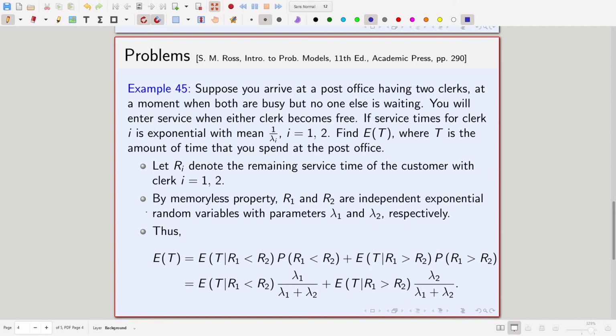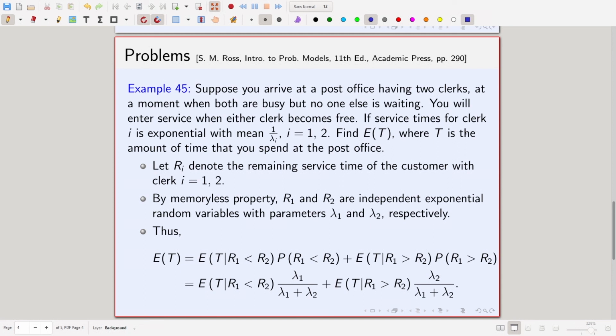So now you arrive at a post office which again has two clerks, and when you arrive you see that both the clerks are busy. So they are serving one customer each and no one is waiting. Fine. Now you will enter service when either clerk becomes free again. So the situation is similar to the previous problem.